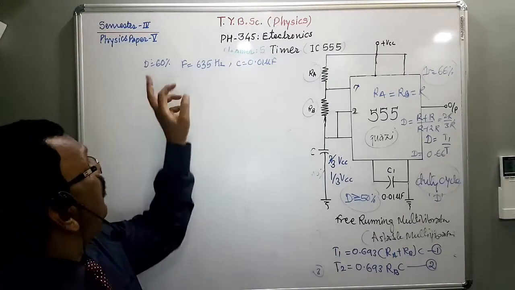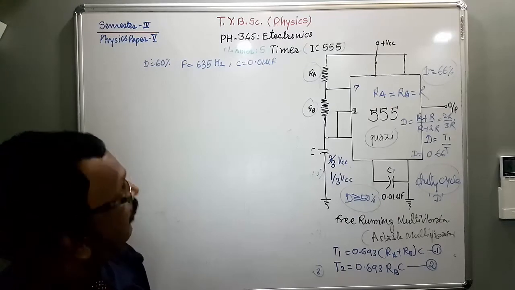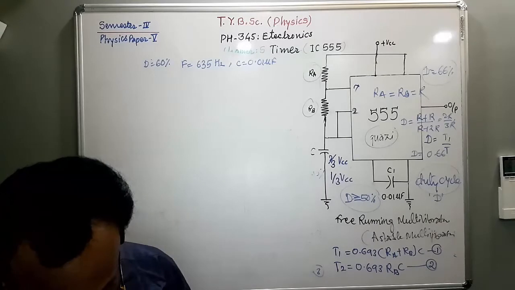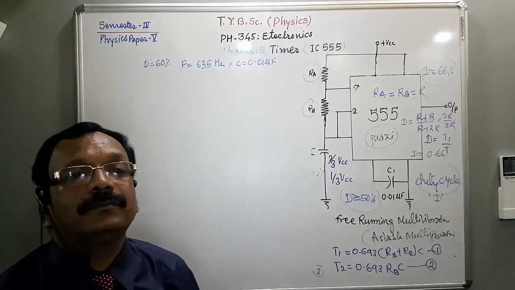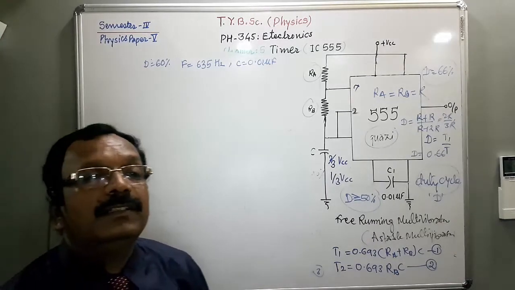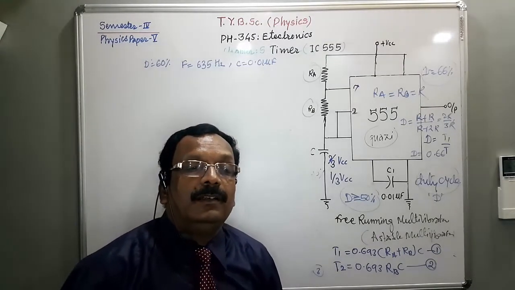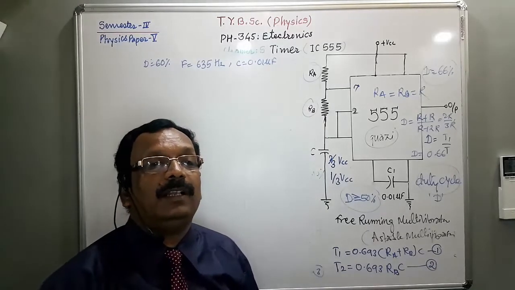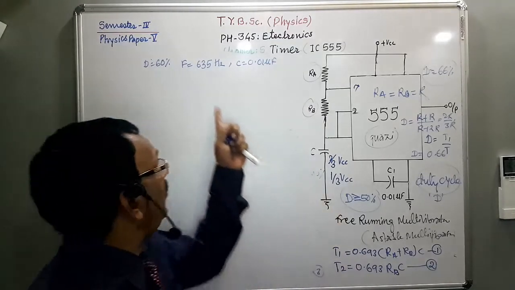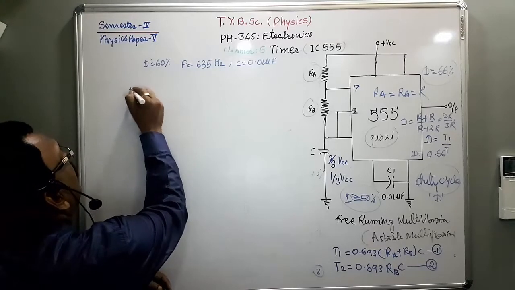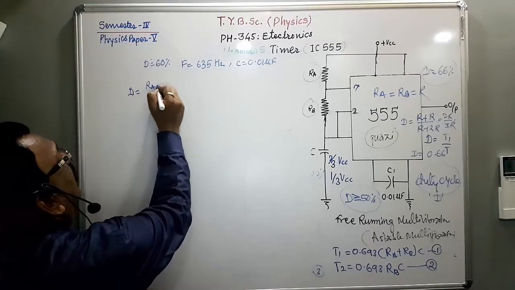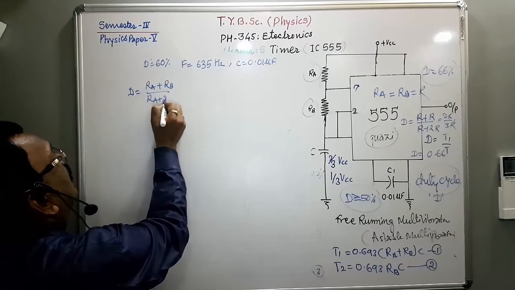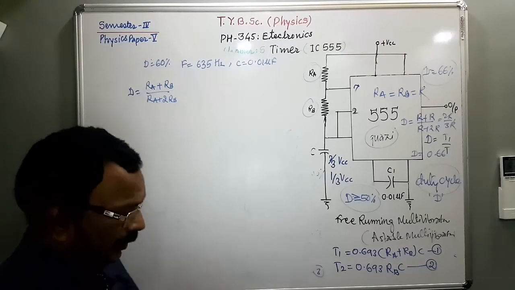When we have the value of duty cycle, the value of frequency and the value of a capacitor, then we can calculate RA and RB, or we can determine the value of RA and RB. So duty cycle of astable multivibrator, we already saw, is RA plus RB upon RA plus twice RB. This is the duty cycle.